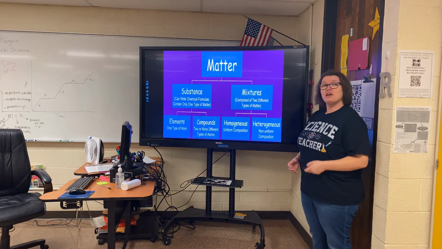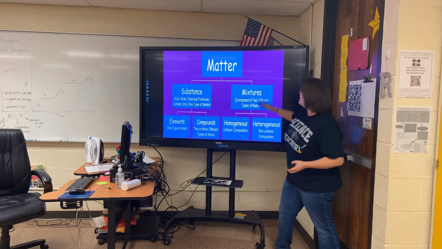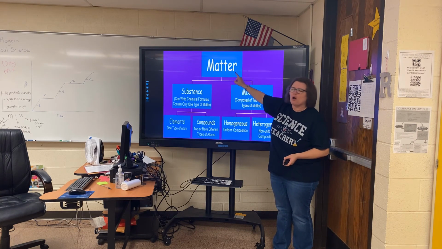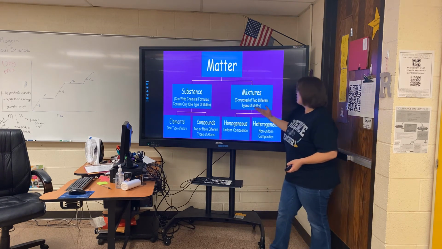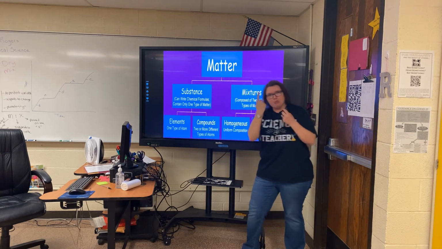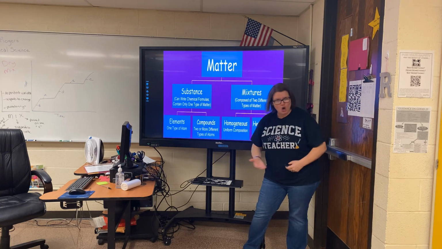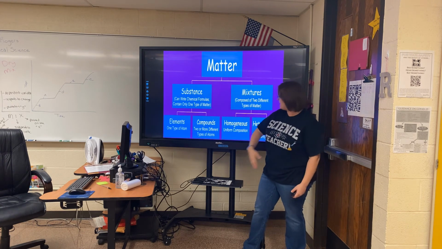Oh, here's a wonderful little scattergram, if you will, of everything we've gone over today. Everything that we do is matter. Matter is made up of either a substance or a mixture. A substance is either an element, that means you're made of one type of atom, like carbon or gold or oxygen, vanadium, neon, magnesium, you get it.